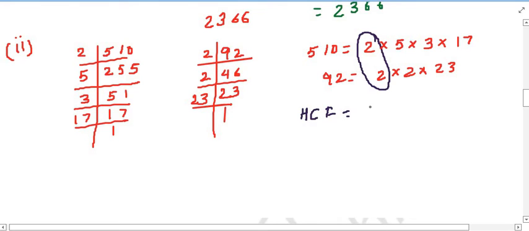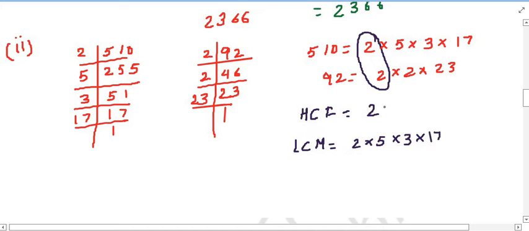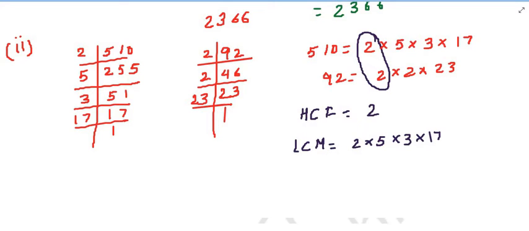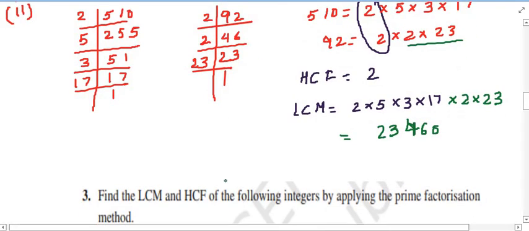For the LCM, let's take the prime factors of 510, that is 2 times 5 times 3 times 17, and then multiply it with the remaining factors of 92, that is 2 times 23. So LCM of the given two numbers is, if we multiply all these, we will get 23,460.